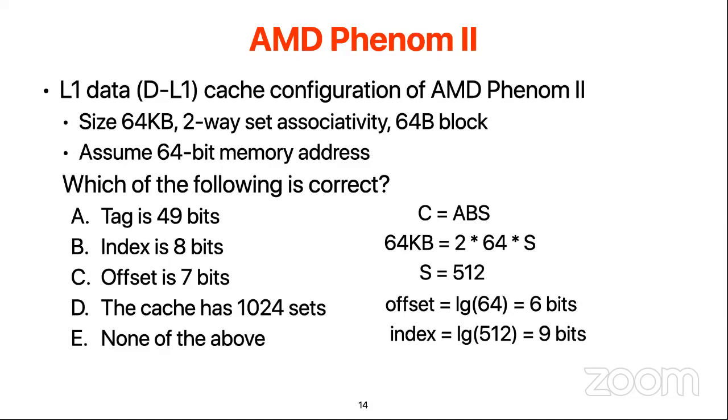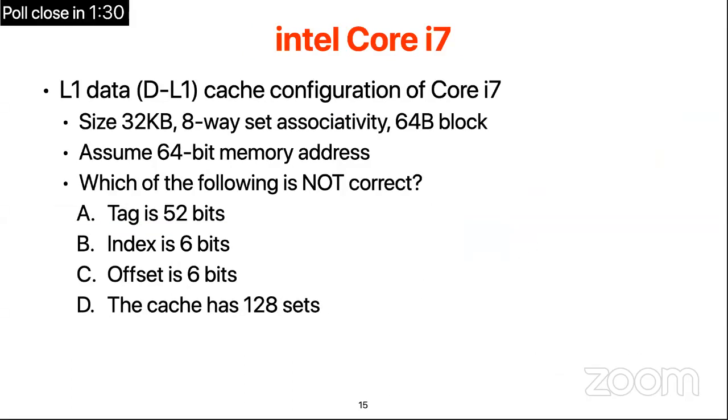For the index, it helps you figure out which set you should look in for the potential blocks that contain the data you're requesting. So that's related to the number of sets. And the tag is the remaining leading bits in your memory address. With this, you can solve all these parameters in the cache configuration. Given that we didn't do so well in the first run of the C equals ABS problem, I will give you another run.